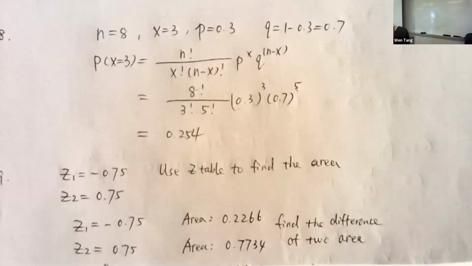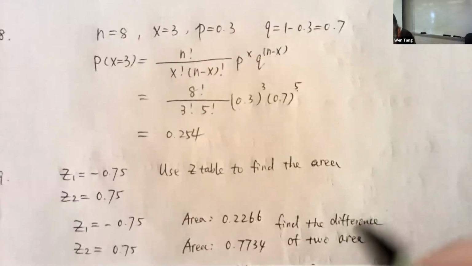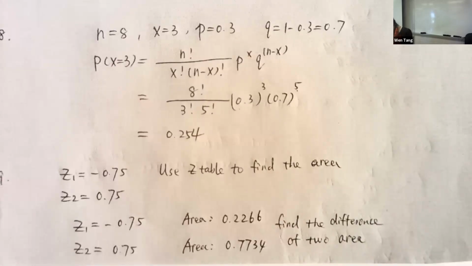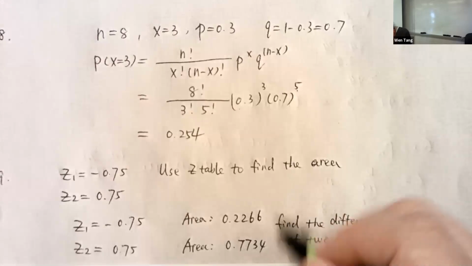Of course, we have a second Z. We also need to check the Z table. This time it's a positive value, so we're going to check the positive Z table. We find this one, 0.7734. So first step, we use the Z value to get the area. Next step, what is the probability between these 2 Z's? That's the area between 2 Z's, which means we need to find the difference between these 2 areas.